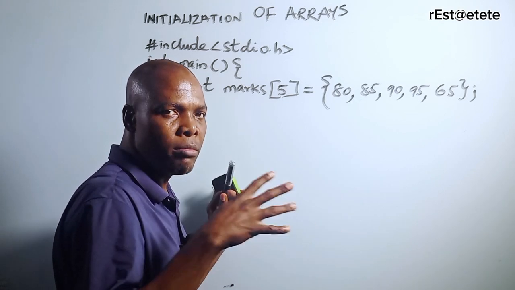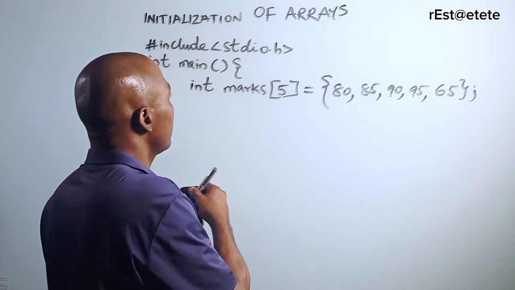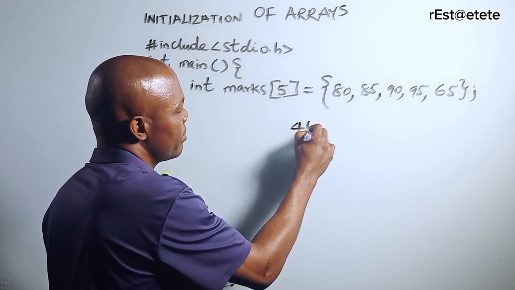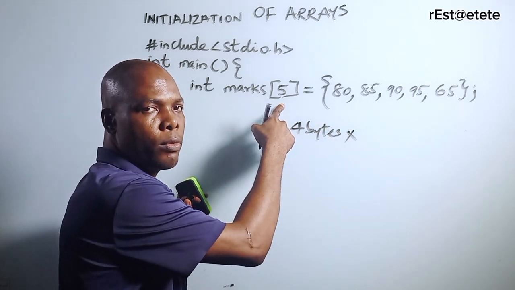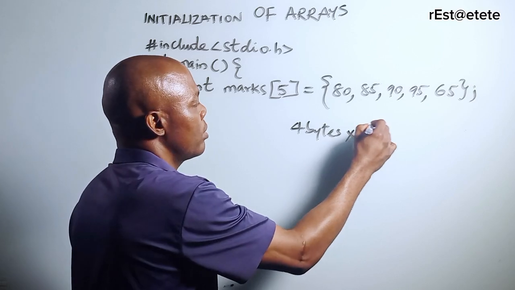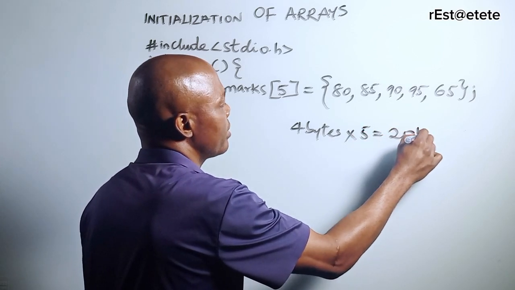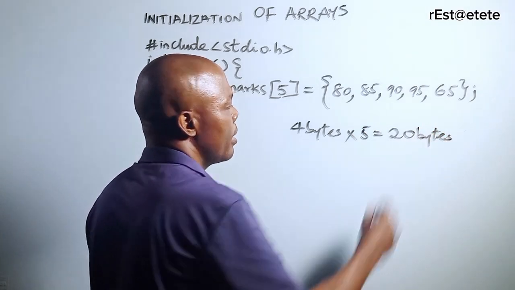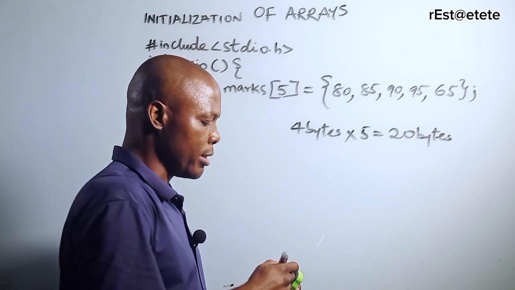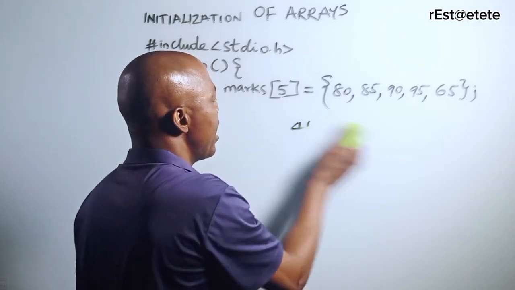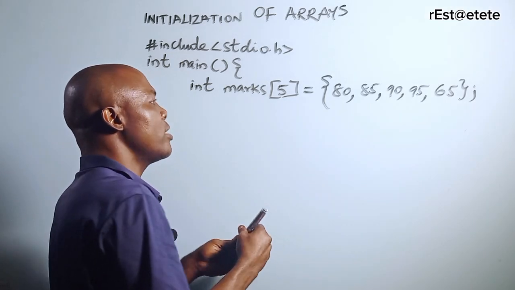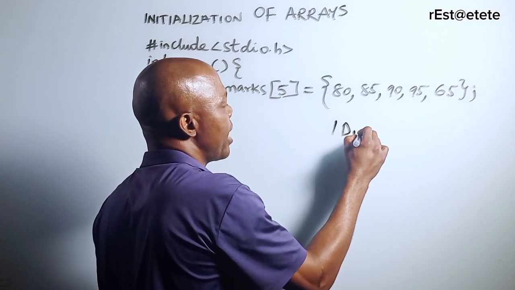So what will be the memory size of this array? Integer is 4 bytes, right? Multiply by 5, which is 5 elements. So that will be what? 20 bytes. The land mass that will be allocated. So inside the memory, 20 bytes will be allocated to this array. Now, this array is known as what? A one-dimensional array.